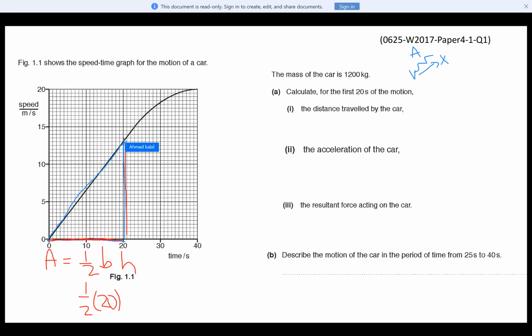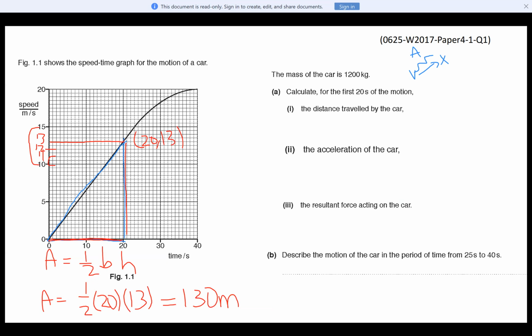So let's draw the horizontal line like this and count the boxes. So 1, 2, 3, 4, 5, 6, 7, 8, 9, 10. So we have 10 boxes between 10 and 15. So each two boxes count for 1. So this would be 11, and then this would be 12, and our required point would be 13. So this would be point (20, 13). Therefore, the height here is 13, and the total area is half times 20 times 13, which gives us 130 meters.